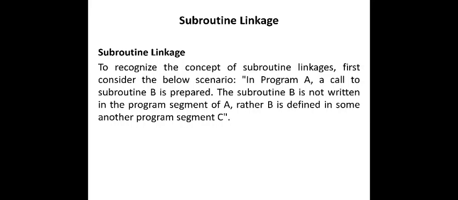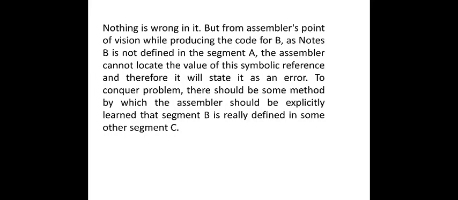So for that, we will see how this subroutine linkage will work. Doing this is nothing wrong. But from the assembler's point of view, while producing the code for A, as B is not defined in segment A, the assembler finds it difficult to locate where this particular B is, because it is not in A. Thus, the assembler cannot locate the values of these symbolic references, and therefore it will enter a state wherein it will tell that there is an error. It will say that I don't know where this B is because I don't have it in this A. But B has been written in segment C.